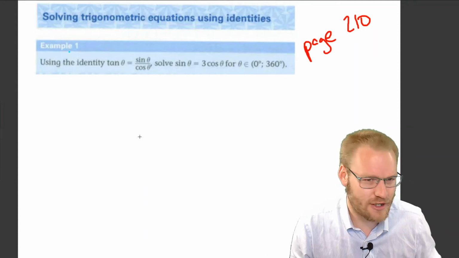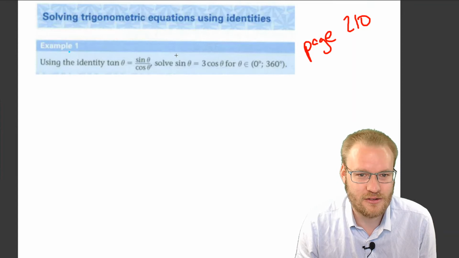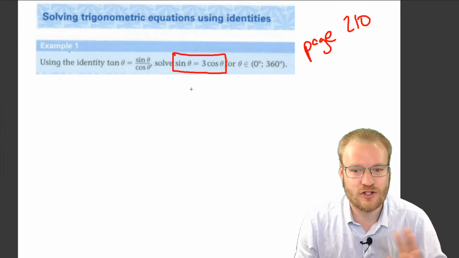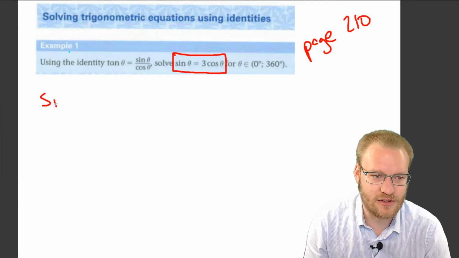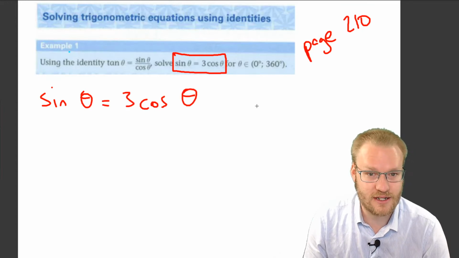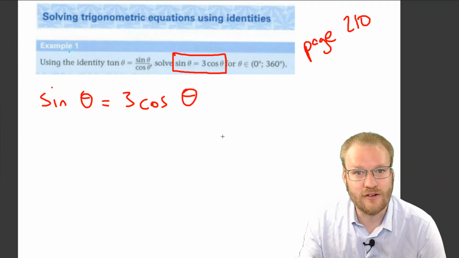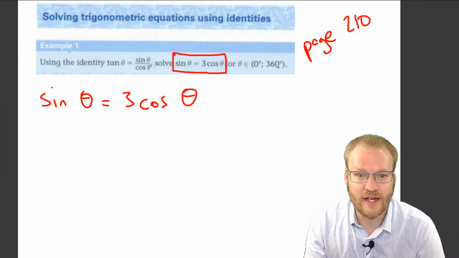But we're going through this example. Using this identity, solve sine theta equals 3 cos theta. Now I'm going to change this question slightly from the textbook, and say let's say we were just given this: solve sine theta equals 3 cos theta. That's going to be our step 1. We're going to find a general solution and then we're going to add in where it is.